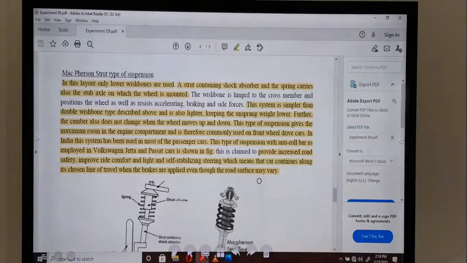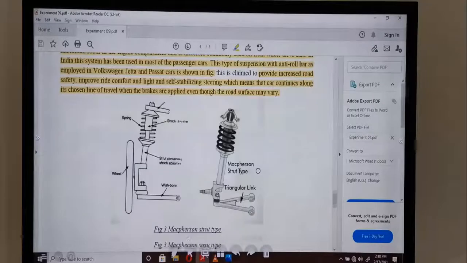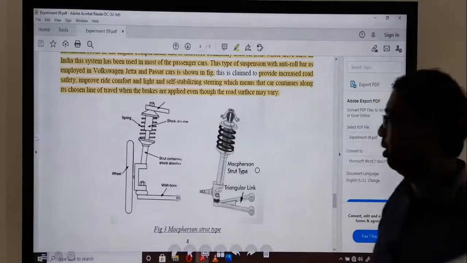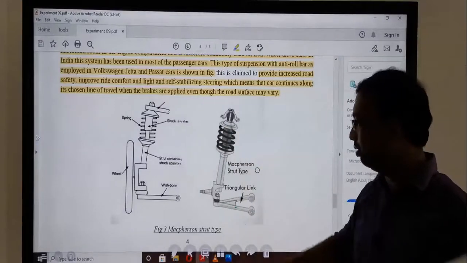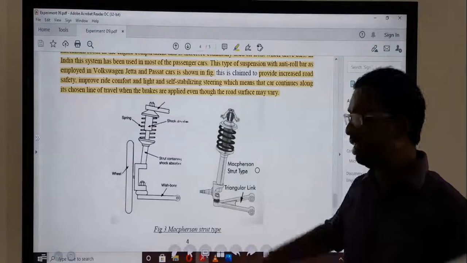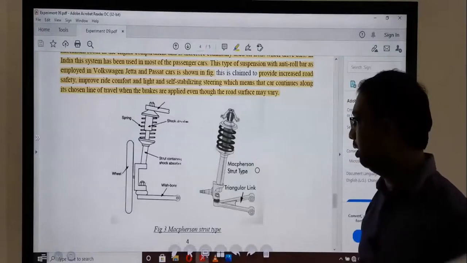Next we study about the McPherson strut type of suspension. In this layout only lower wishbones are used. Here you can see, in the absence of the upper wishbone, it is straightly fixed here, only assisted with the lower wishbone arm.